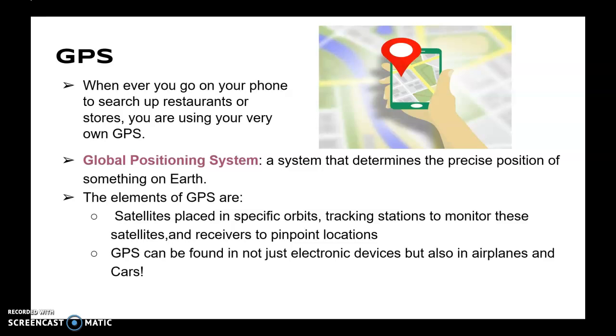GPS can be found not just in electronic devices, but also in airplanes and cars. Who would have thought that you all would be carrying your own GPS device in your pockets, in your backpacks, on your wrists? It's really quite amazing.